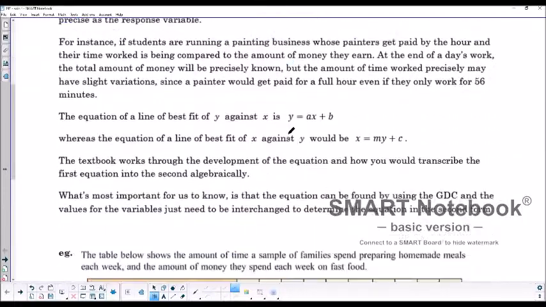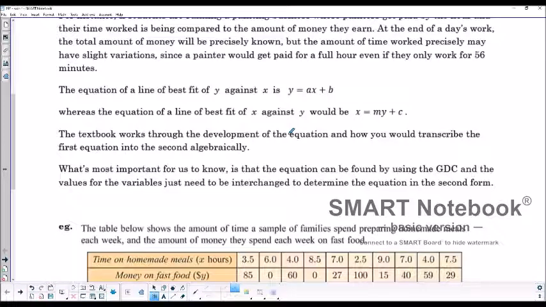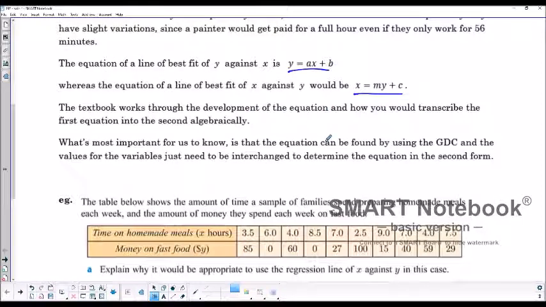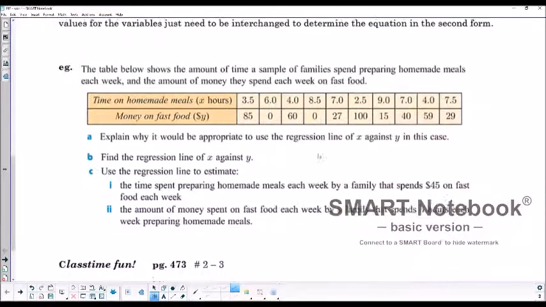So usually, like I stated above, the line of best fit is y against x, written as y equals ax plus b, but we can turn it around. X against y would be x equals my plus c. There is a fairly long, in-depth way of determining this algebraically. But what we can do is just use the GDC, and we can find the linear regression without really knowing what's going on, and we can actually figure out the values that we need.